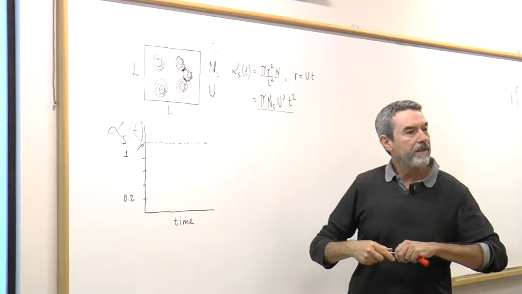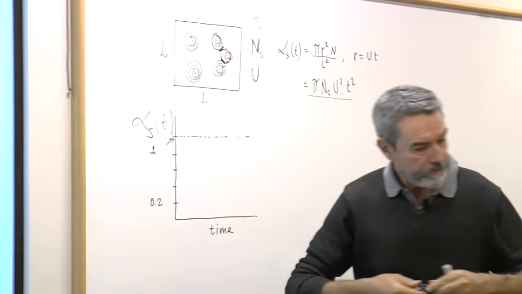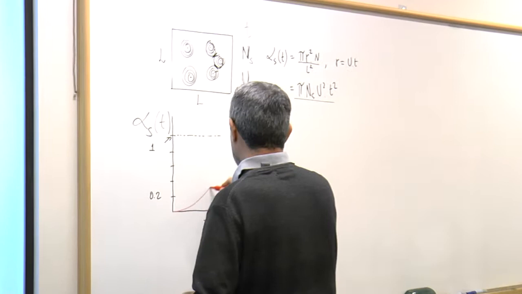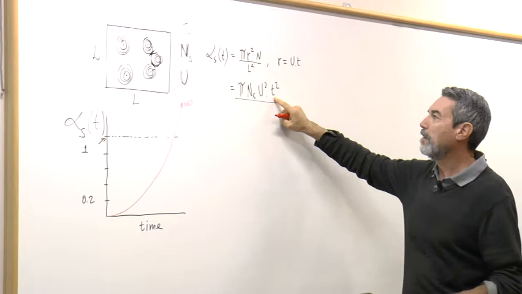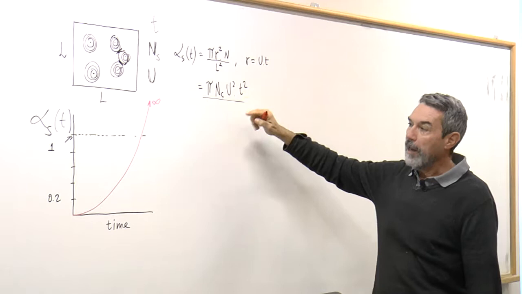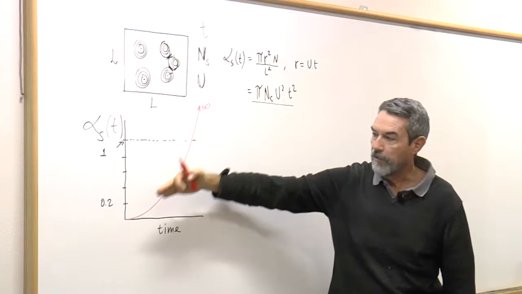So the plot of that equation is something like this. At some stage, for infinitely long time, it will go to infinity. But the area fraction crystallized cannot be larger than one, from zero to one. This is the fraction crystallized.